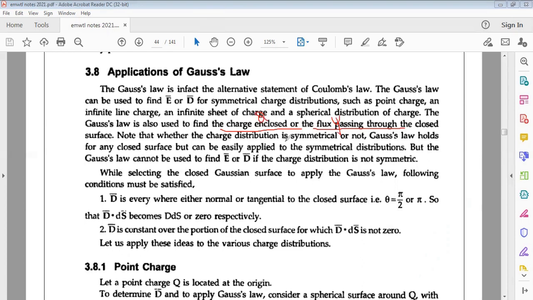Note that whether the charge distribution is symmetrical or not, Gauss's law holds for any closed surface, but it can be easily applied for symmetrical distributions. But Gauss's law cannot be used to find E bar and D bar if the charge distribution is not symmetrical. So Gauss's law is not applicable whenever the distribution is non-symmetric.